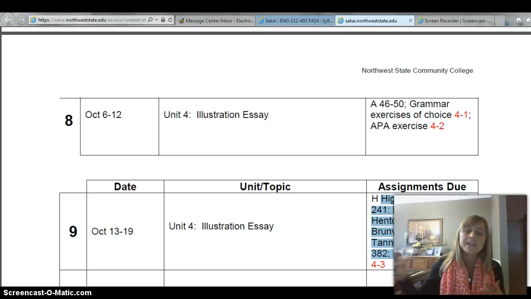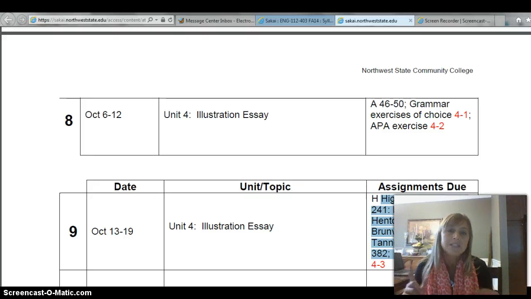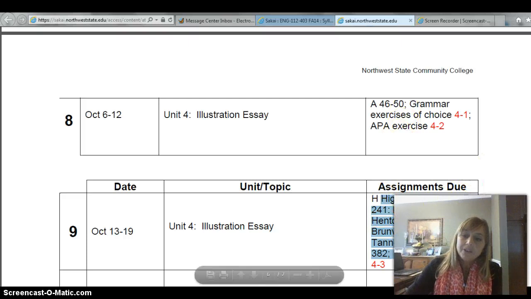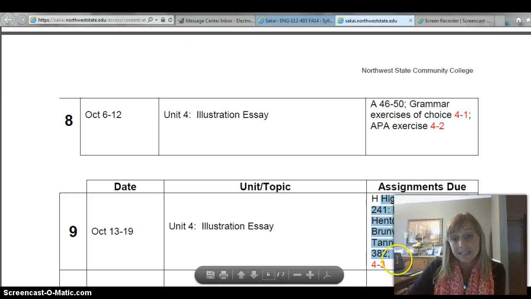So yes, we want to illustrate with ideas from the texts. We want to illustrate with some of our own ideas, but we also need to explain it. Why does that illustration that we've chosen, that textual evidence or that original illustration, matter? We have to have that explaining piece. The other trick to this assignment is that you have to have more than one source, and the sources have to be from this list.